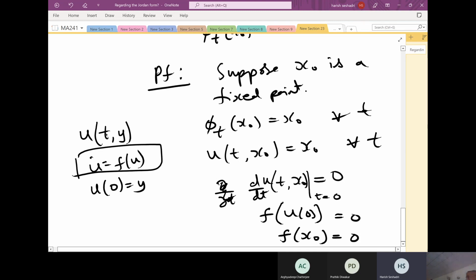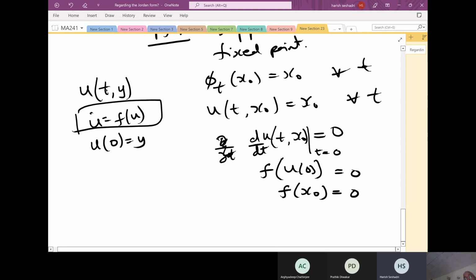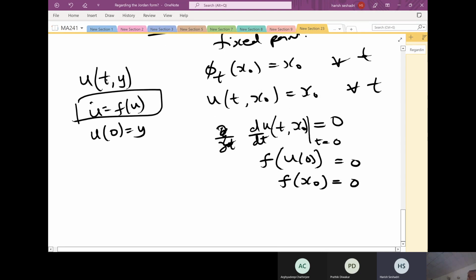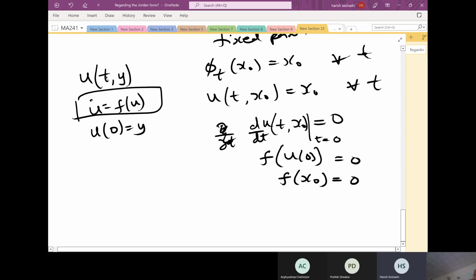And you have what you want. A while back, you said something about if the solution is not defined for all time t, then we do something like rescaling.